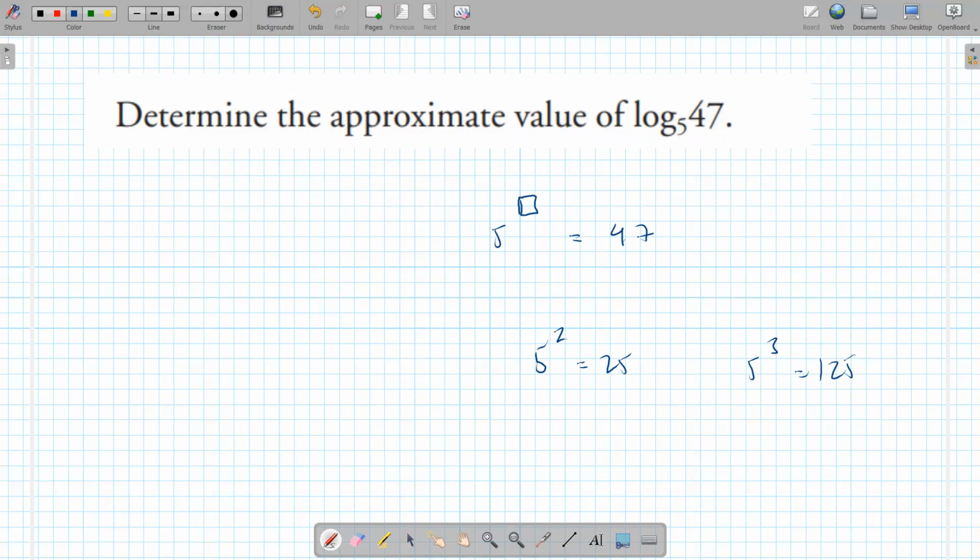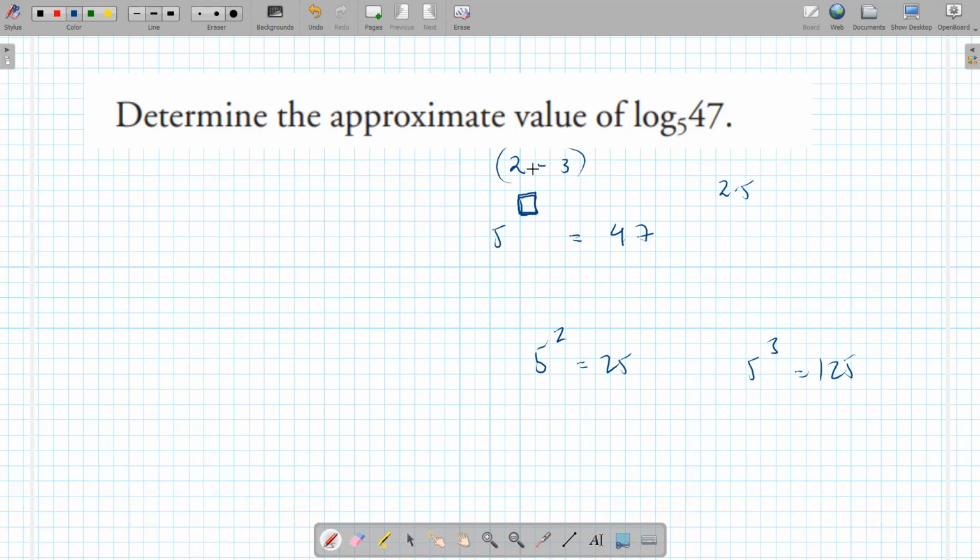So what possible numbers could this box take? It can take a range of numbers. What could it possibly be? If 5 to the power of 2 is 25 and 5 to the power of 3 is 125, this number in here must be between 2 and 3, right? Is it going to be closer to 2 or closer to 3? To 2, right? So it can't be 2.5, because 2.5 is equally spaced away from both of these.